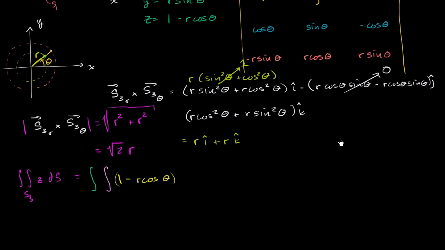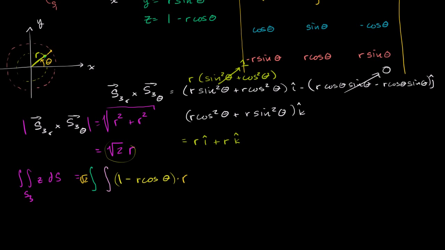1 minus r cosine theta. Oh, no, I have to do the times ds. ds is this thing times d theta dr. So let's write this down. Times the square root of 2 r. So that's times the square root of 2 times r. And we can write the square root of 2 out front since it's a constant. It simplifies things. Square root of 2 times r, and now d theta dr.